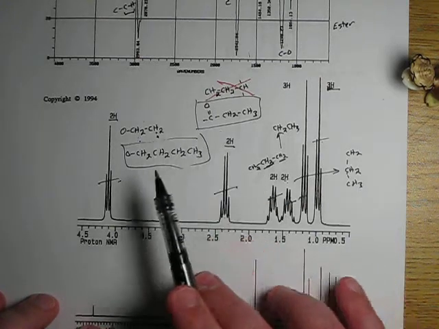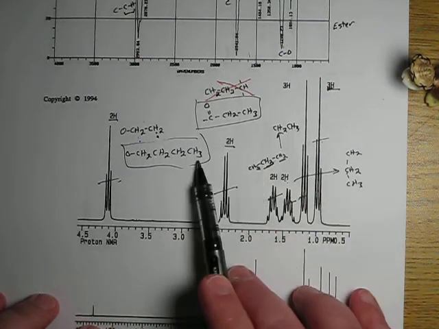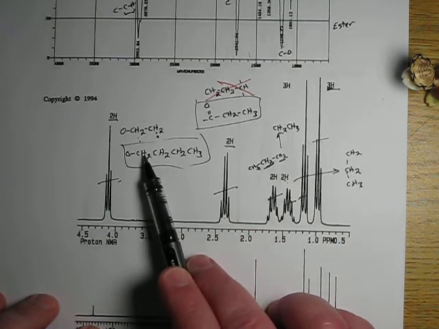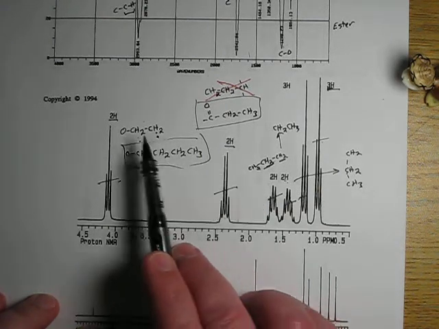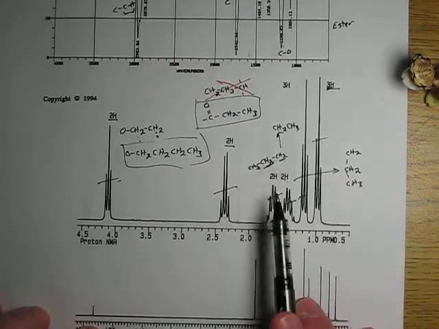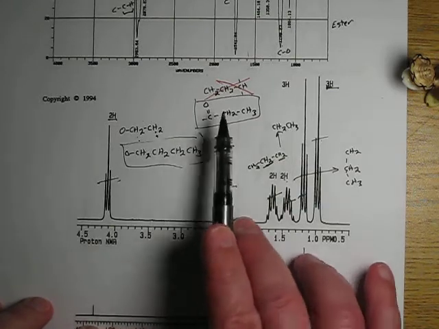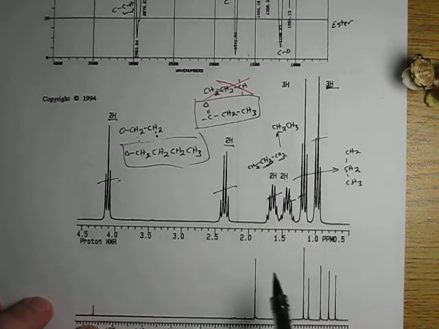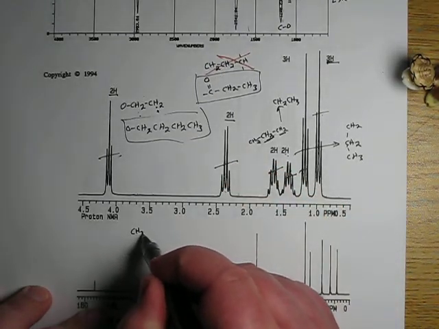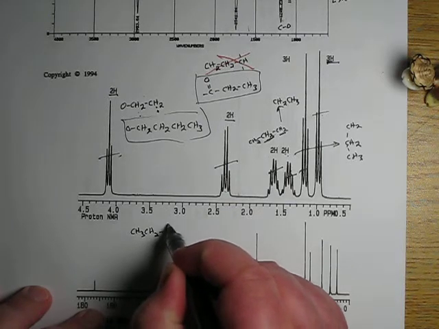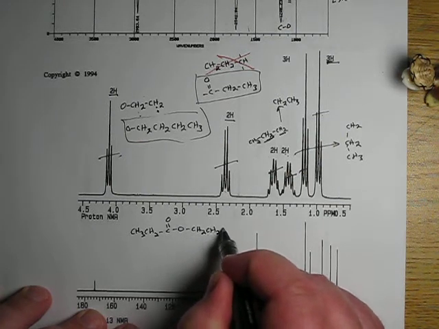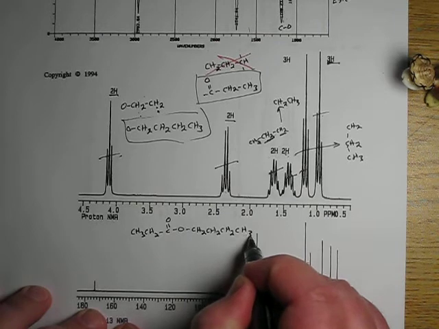Let's double check before we put this together. I see 2 CH3s. How many CH2s? 1, 2, 3, 4. Yes, I have not doubled anything. I've got 2 CH3s. I've got 4 CH2s. And so at this point, my best guess for this molecule, or my current thinking, is CH3, CH2, C double bond O, O, CH2, CH2, CH2, CH3.